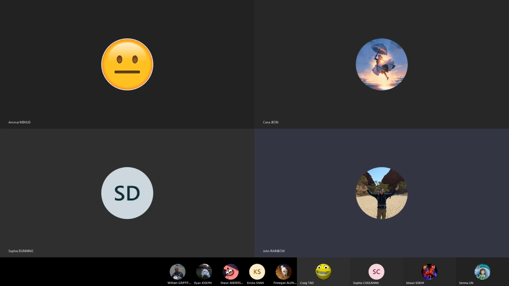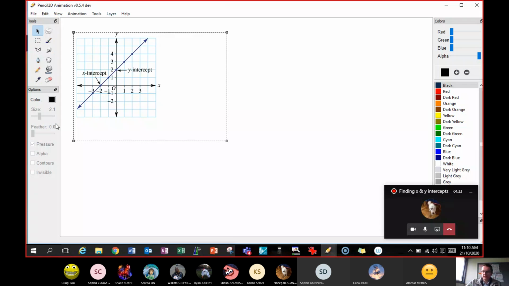All right. So what we're going to look at today is, hopefully you don't find this concept too difficult, trying to get your head around it. What we need to understand is we're going to look at the x and y intercepts. So when we're talking about x-intercepts, we're talking about where this line crosses the x-axis.